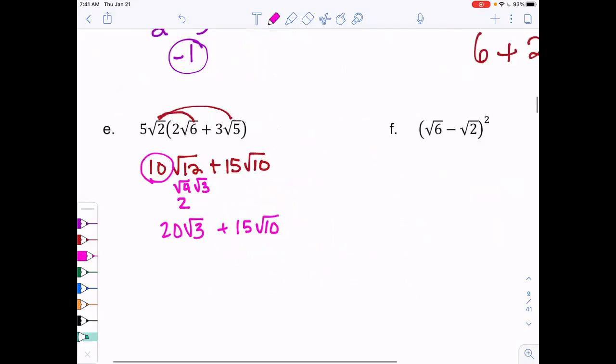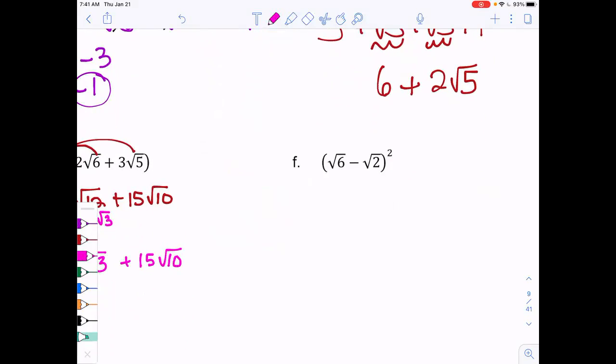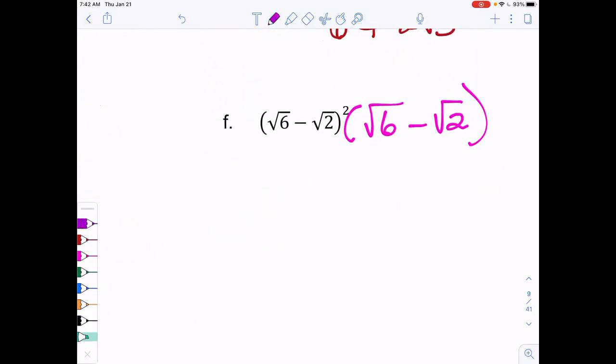So the last one on this side, another quantity squared, just like letter D, except I have the square root of 6 minus the square root of 2 quantity squared. So let's write that twice. So anytime a quantity is squared, that quantity is written twice. There are 2 of them. Jaden, what would you get when you take root 6 times root 6? 6.